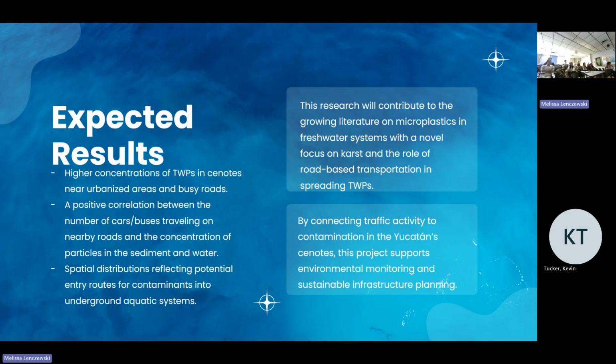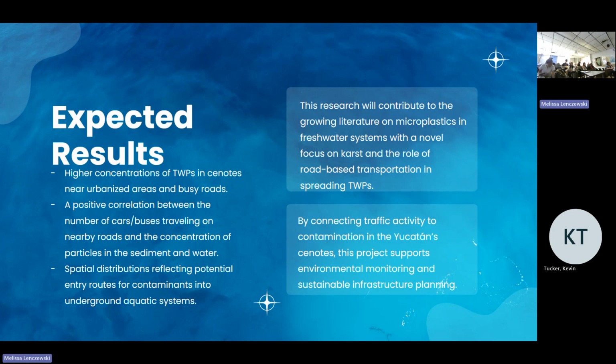And then we do expect a higher concentration of tire particles in some of these that are in urbanized areas and near busy roads. We're expecting a positive correlation between the number of cars and buses traveling on these roads and the concentration of the particles in the sediment as well as the water. And then spatial distributions that will affect the potential entry routes for contamination into the underground aquatic systems.